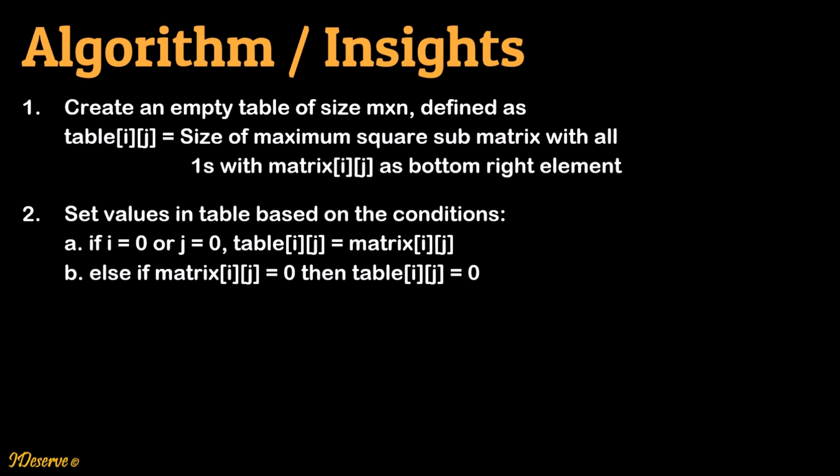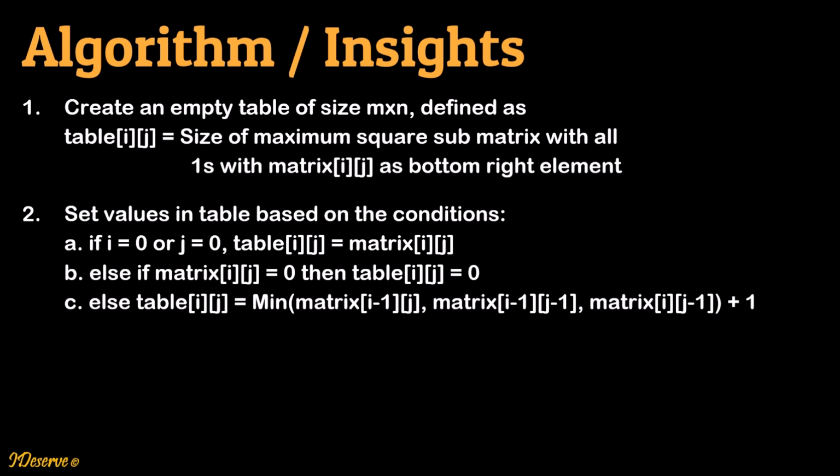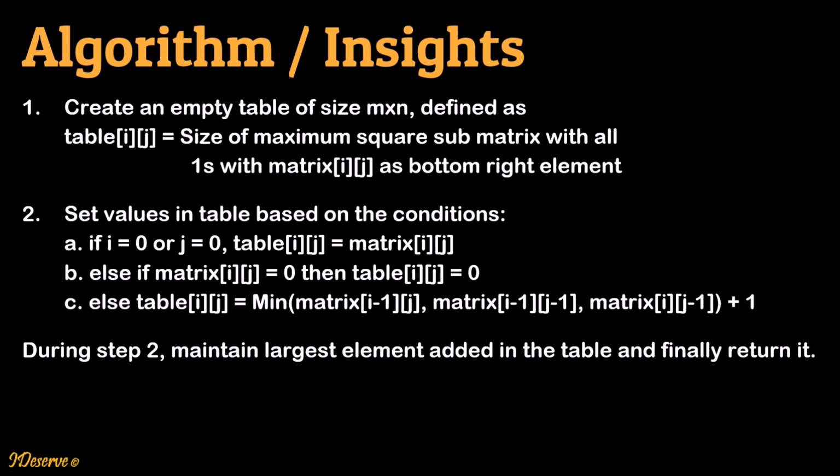Else if matrix ij is 0, then table ij will be 0. Why? Because if current cell itself is 0, then there cannot be a square submatrix having all ones that includes this cell. Else set value of table ij as minimum of table i minus 1 j, table i minus 1 j minus 1 and table i j minus 1, plus 1. We will explain this condition in detail in subsequent slide. During step 2, maintain largest element added in the table and finally return it.